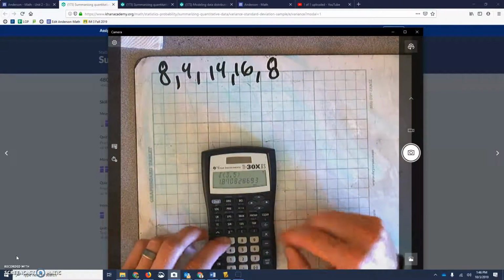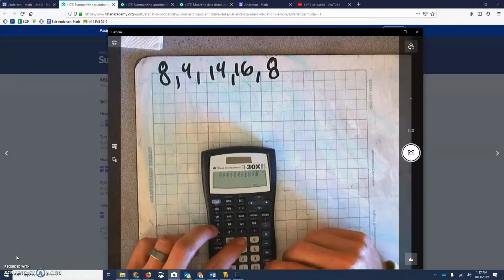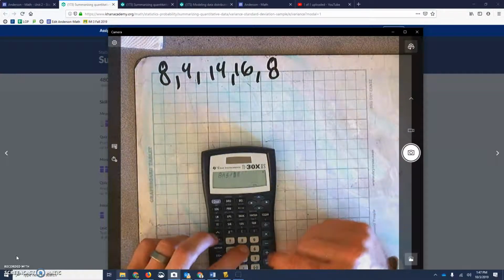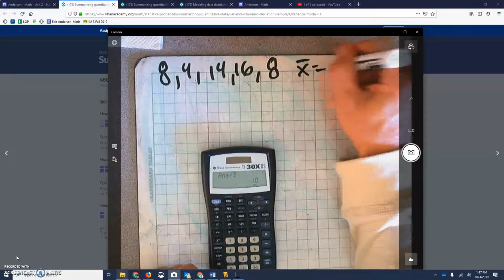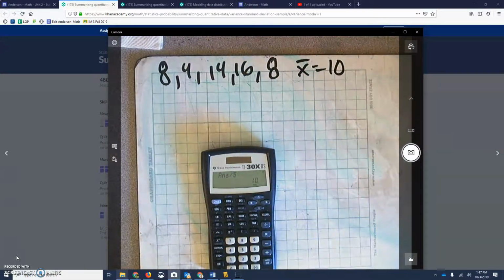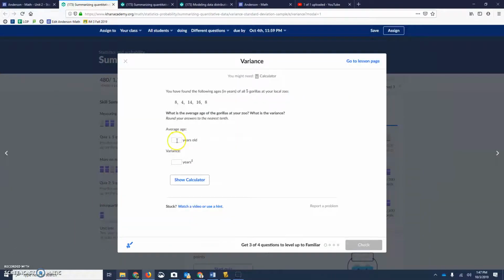So we have 8 plus 4 plus 14 plus 16 plus 8. We get 50, divided by 5 gives us 10. So the average of those numbers is 10. And we can type that in right now. There we go. Now variance.